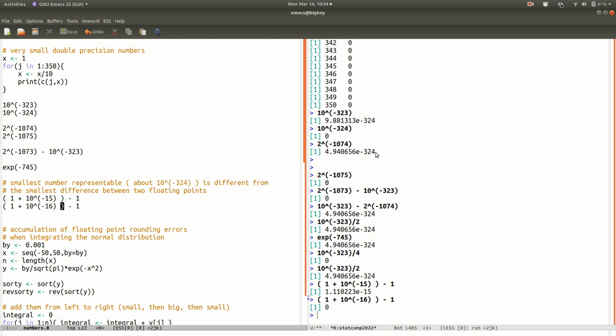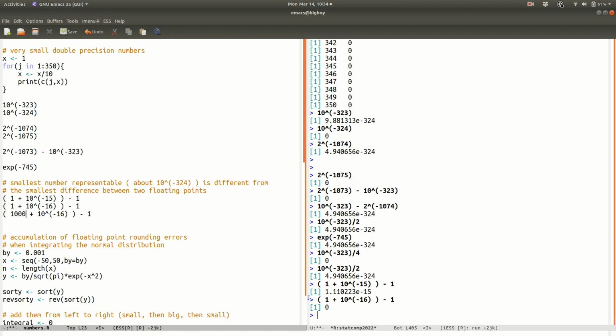There's the minimum allowable floating point number, and then there's the difference between successive floating point numbers, and these are two different quantities. Actually, just to prove that to you, let's do 1,000.